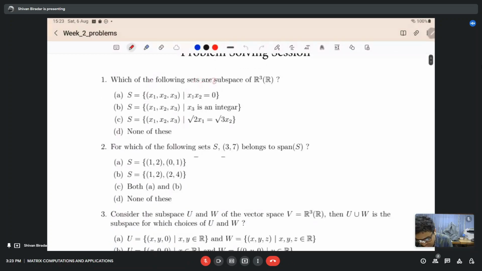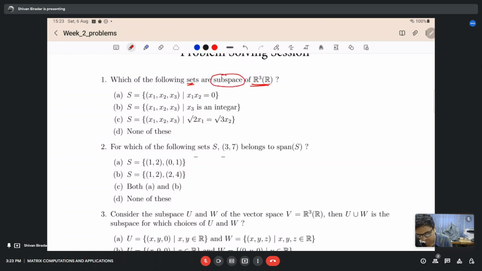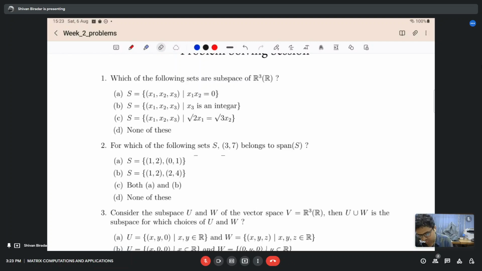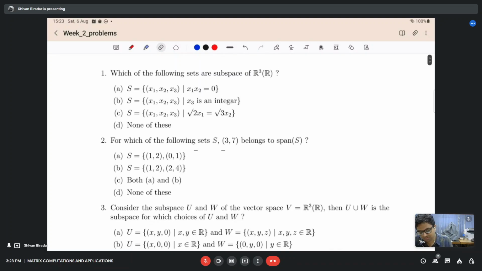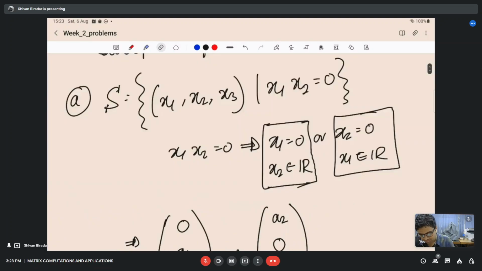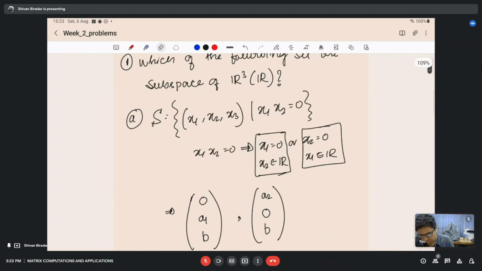So, which of the following sets are subspaces of R3? I hope you remember the definition of subspace. A subspace has a zero vector. Addition of any vectors in the subspace must lie in that subspace, and the scalar multiplication of any vectors in the subspace must lie in the subspace itself. This is the definition of your subspace. So let us see how we can solve this problem.